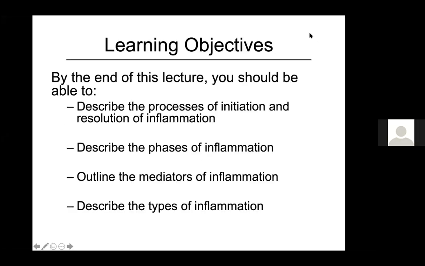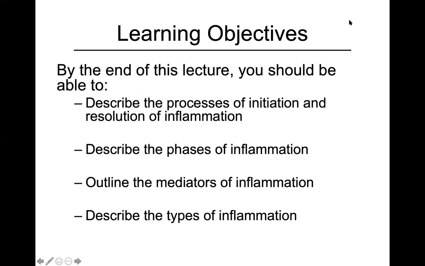These are the learning objectives. By the end of this lecture, you should be able to describe the processes of initiation and resolution of inflammation. Of course, we'll describe what inflammation is. You should be able to describe the phases of inflammation, outline the mediators of inflammation, and then describe the types of inflammation. We won't go into so much detail on the types because you'll go through that again in pathology in third year.